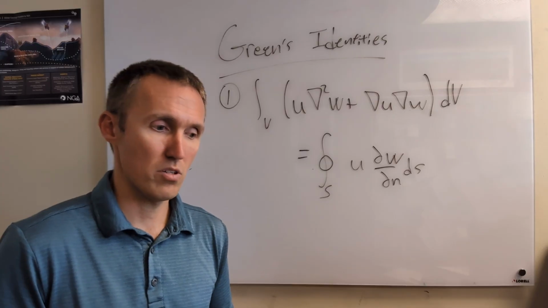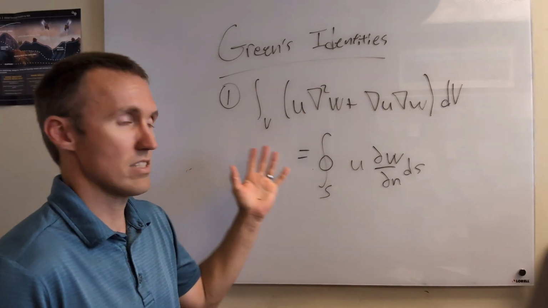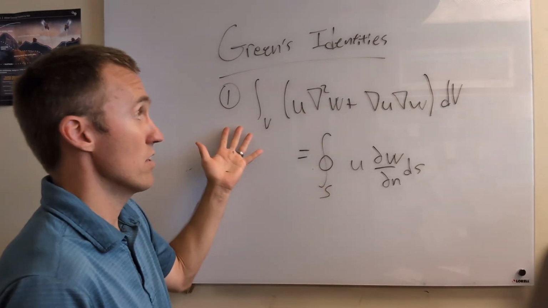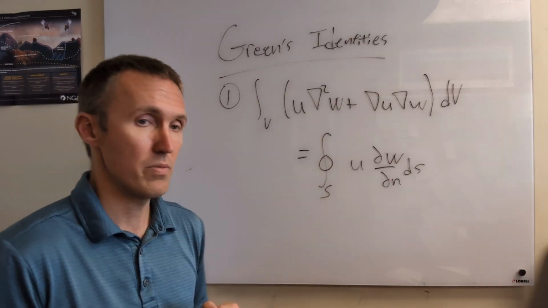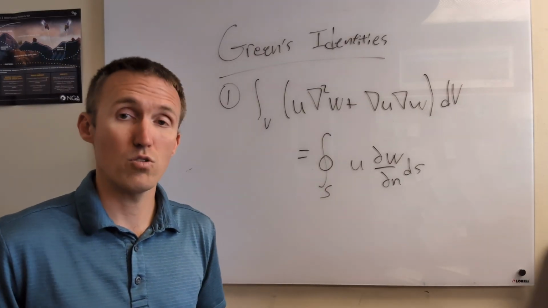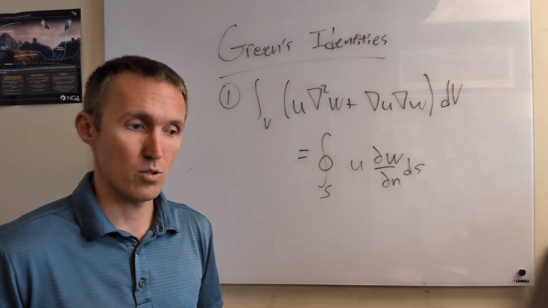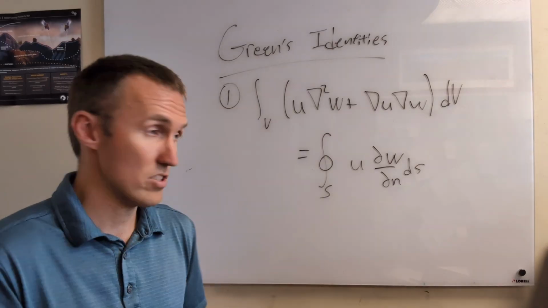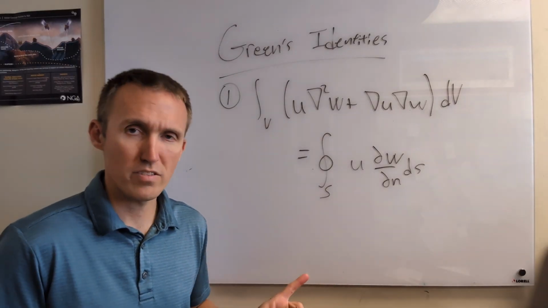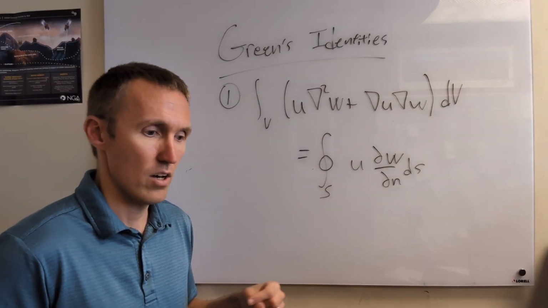Again, I'm not going to go into a super lot of detail. You can kind of see how this is coming from the divergence theorem. We have a volume integral and a surface integral, and this is going to be just a useful theorem for us later on. So just introducing that. That's Green's first identity.